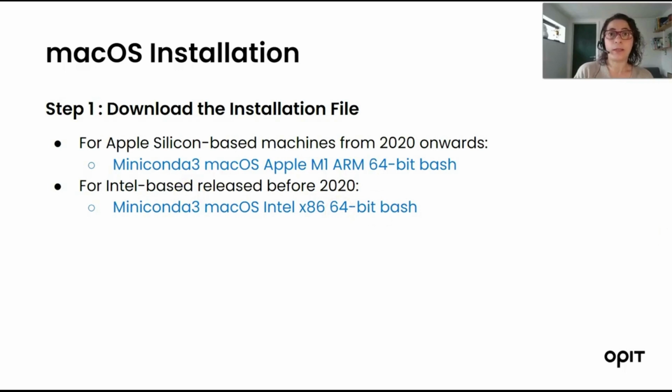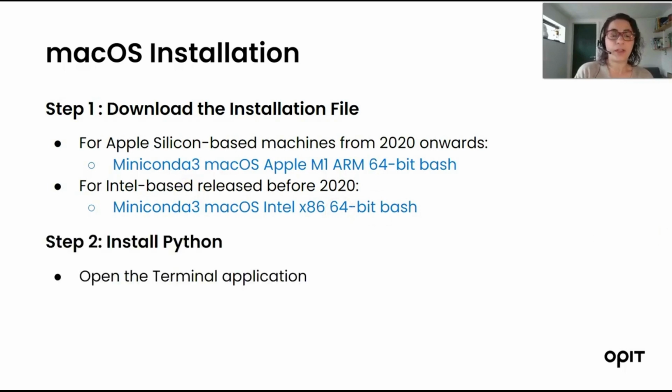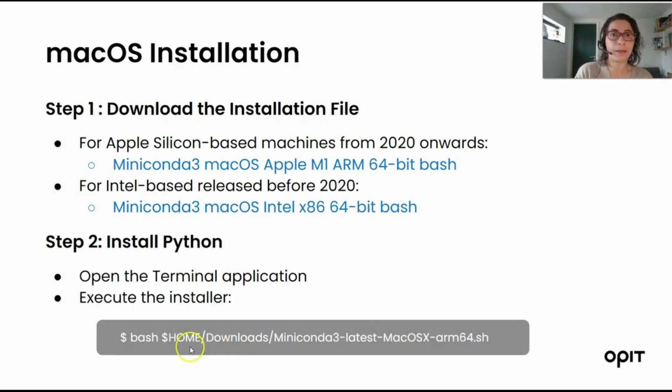Once you download the installation file, you are ready to install Python. For this, you should open the terminal application and execute the installer by typing in the terminal the path to where the installation file is located in your computer. For this particular example, the installation file was under Home Downloads.